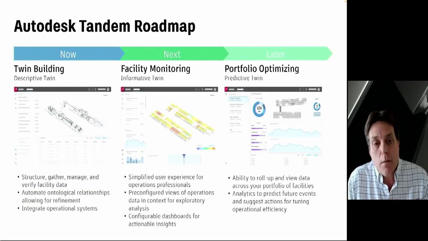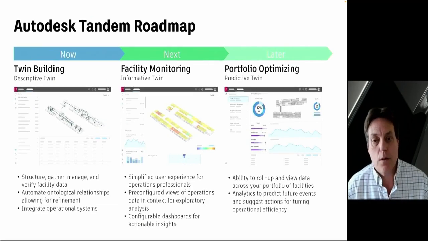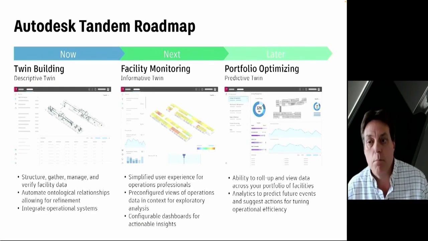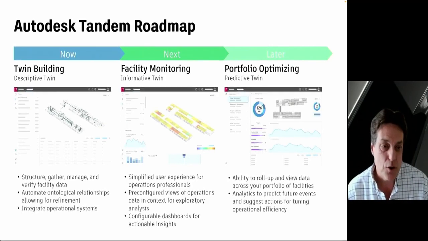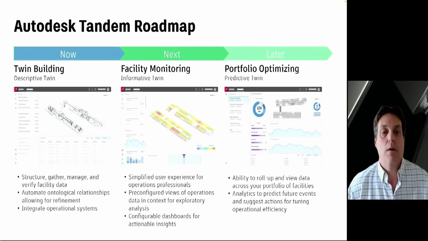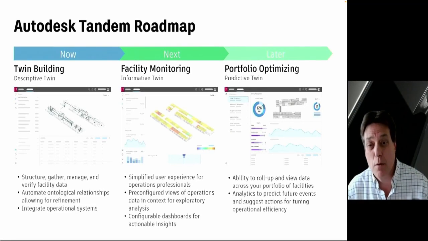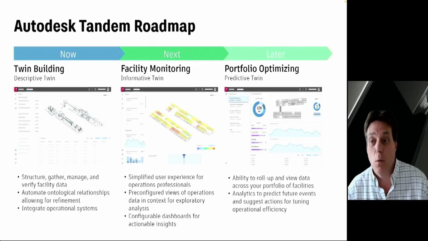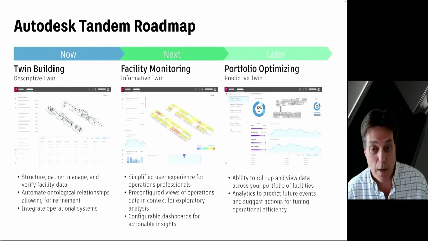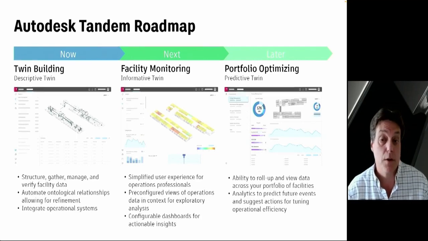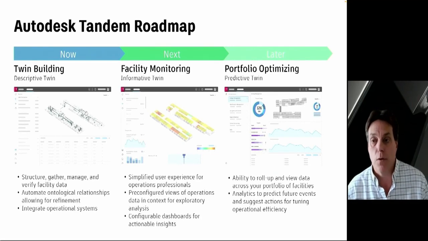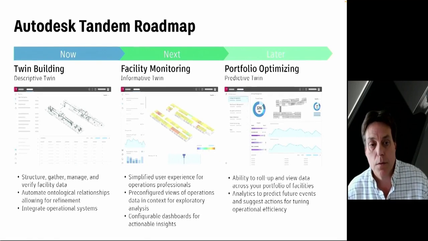The version of Tandem available now is really focused on that digital handover workflow for building a digital twin. That includes the ability to structure, gather, manage, and verify all of the facility data. We're constantly improving these twin building features and are working to add more support for automating system relationships, allowing for user refinement, creation and refinement of spaces, rooms, and obviously those integrations with operational systems.